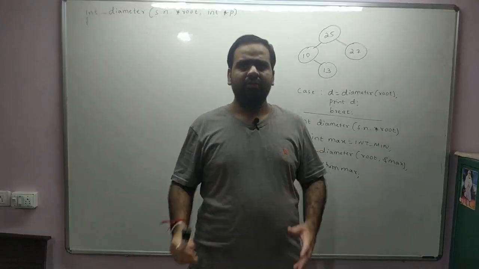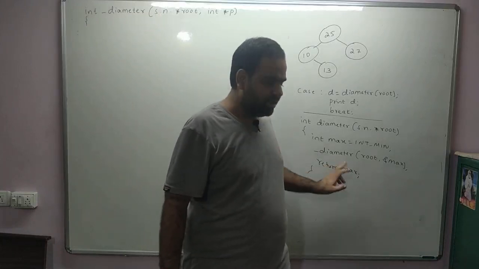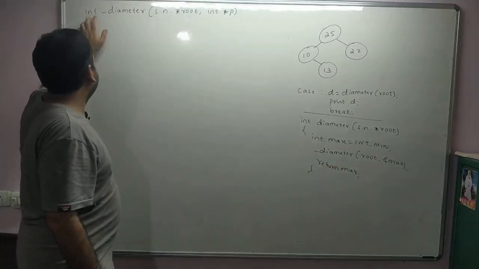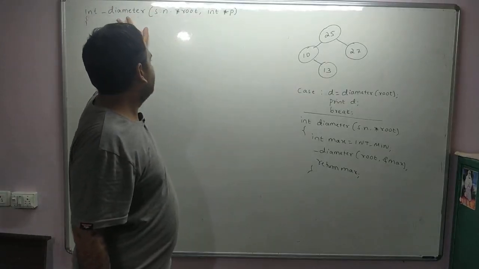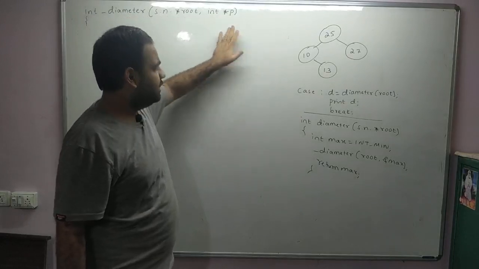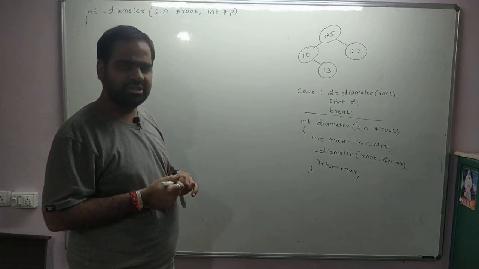Let us see how we write the underscore diameter function. The return type we take as integer because it gives the diameter. The function name is underscore diameter. The first parameter is root, the second parameter is the address of an integer variable, therefore we say int star p.